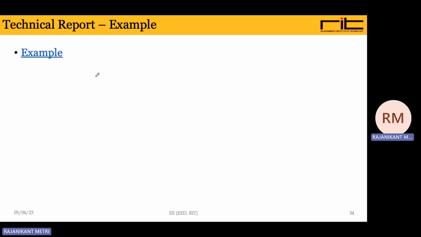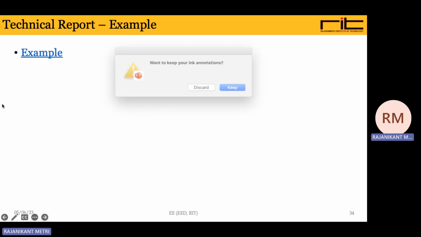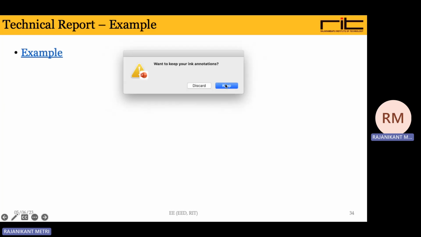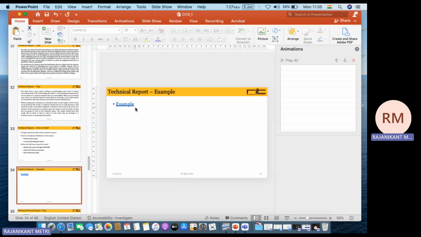So here is an example. We'll see this example in the next session. All these points which we have discussed, in detail, we'll see in the next section as an example of the technical report.